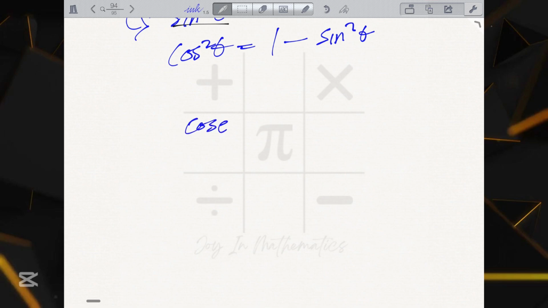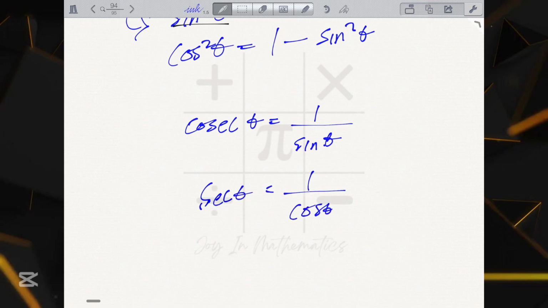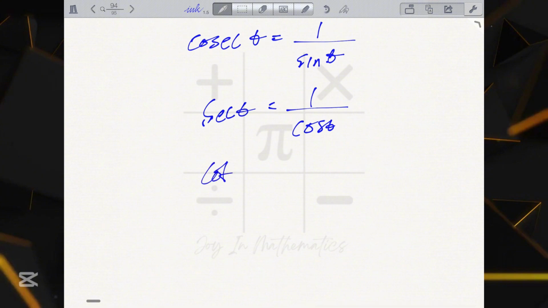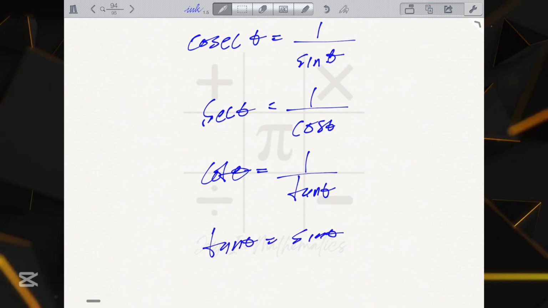That cosec theta is equals to 1 over sine theta, and sec theta is equals to 1 over cos theta. Moving on, cot theta is equals to 1 over tan theta, and tan theta is equals to sine theta divided by cos theta. If sine theta divided by cos theta is applied here, we will have that cot theta is equals to cos theta divided by sine theta.